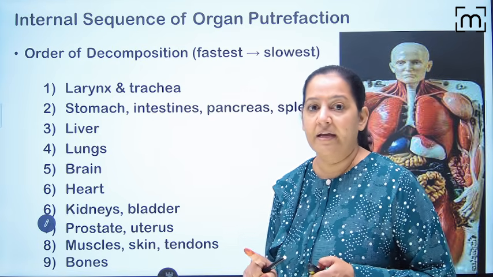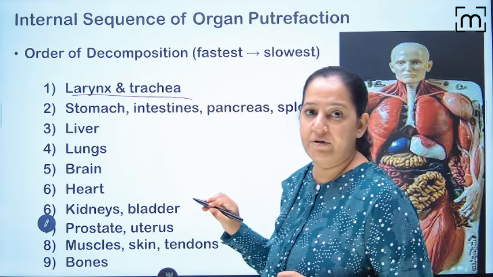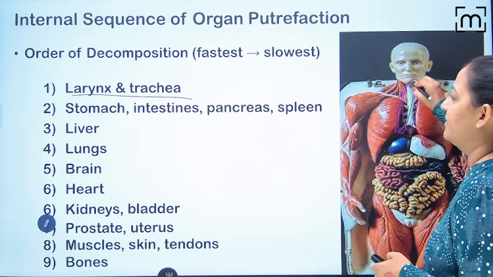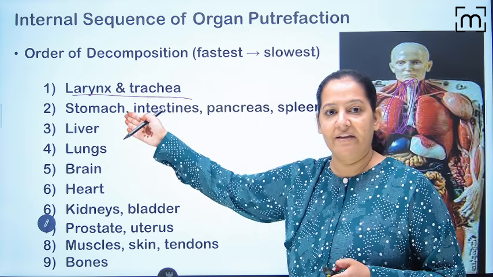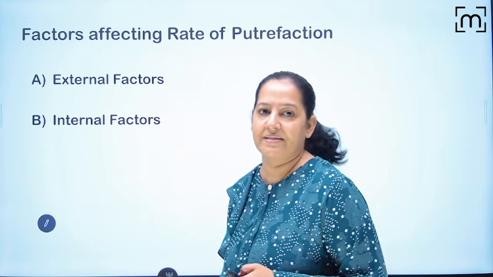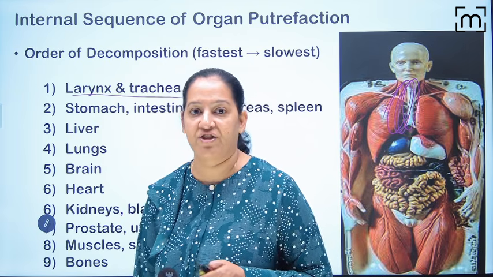Internally, it starts with the larynx and trachea. You can appreciate here, larynx and trachea. After that it goes to the abdomen: stomach, intestine, pancreas, spleen, then liver, lung, brain, heart, kidney. Don't learn the complete sequence, but just the start from larynx and trachea. So this is the internal sequence of the order of putrefaction.